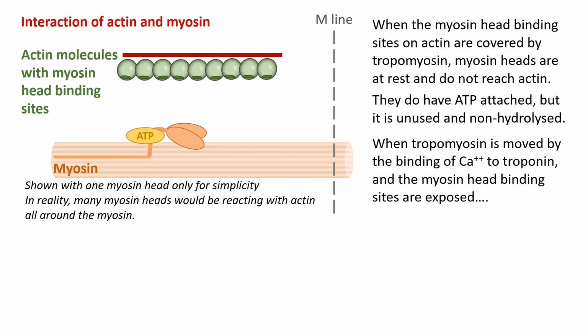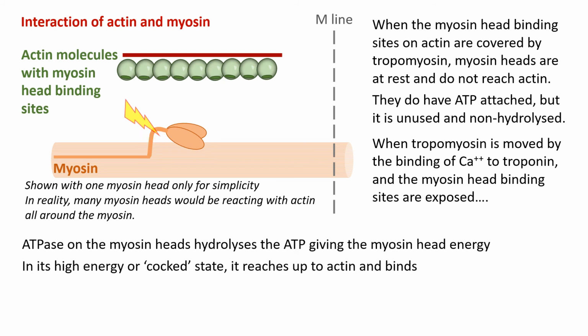But when tropomyosin is moved away by the binding of calcium to troponin and those myosin head binding sites are exposed, ATPase on the myosin heads hydrolyzes the ATP. When it hydrolyzes the ATP, of course, the most important thing is that it releases energy. And this gives the myosin head energy. It's now in a high energy state.